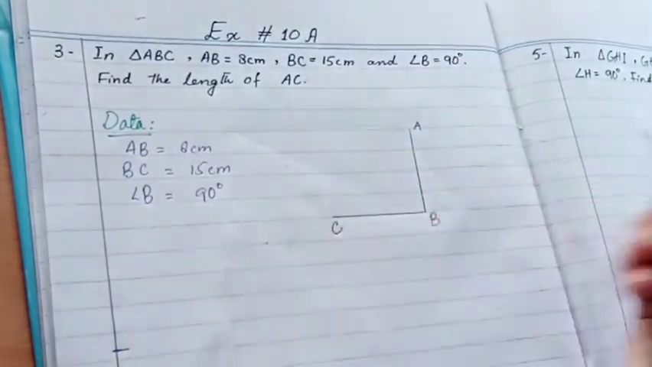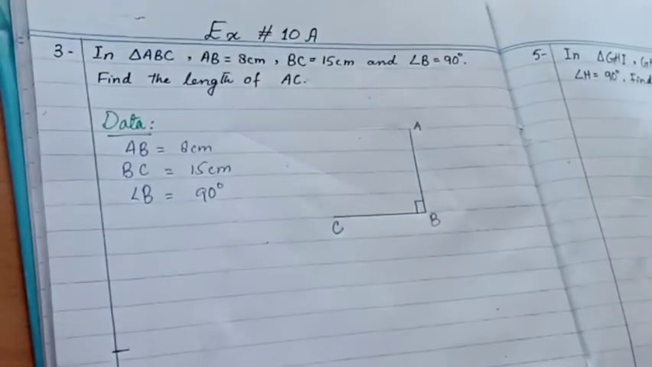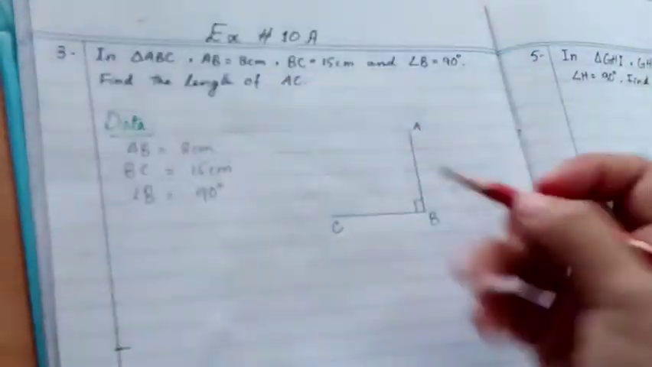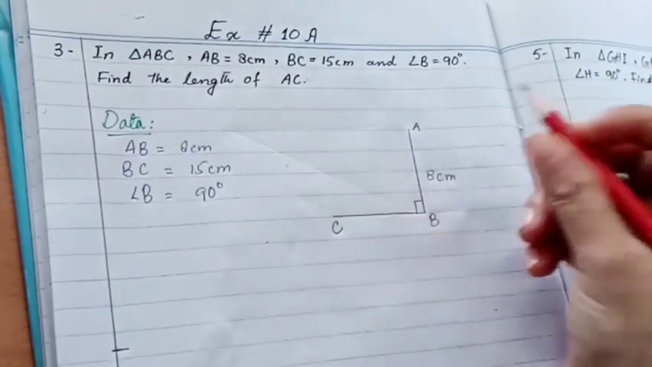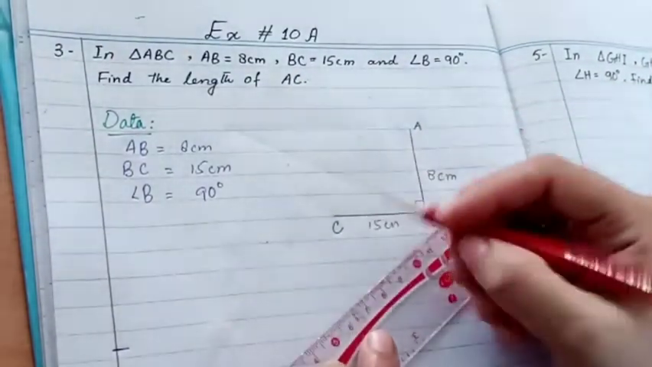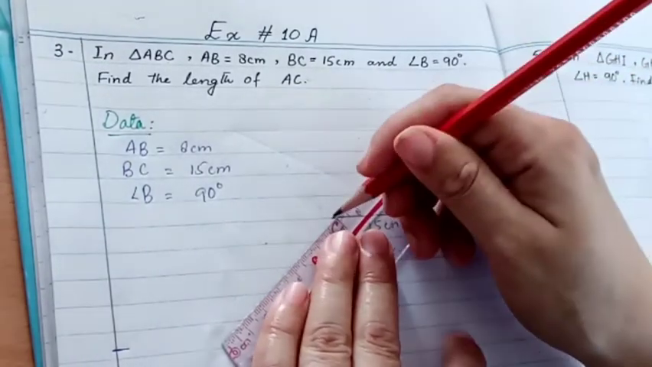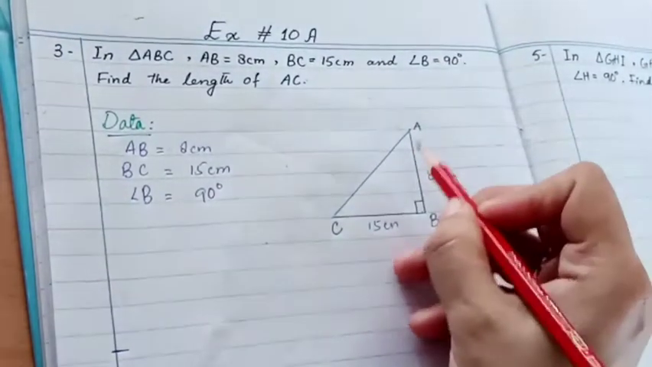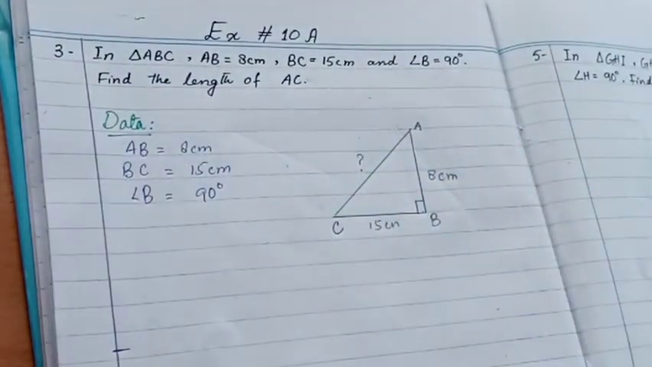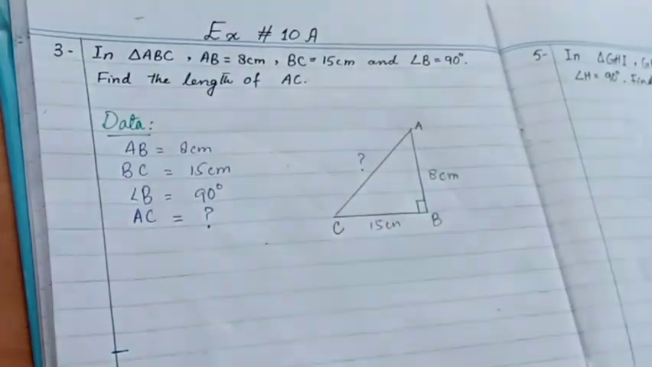Okay. So this is line BC and angle B is given as 90 degree. So I am marking a 90 degree angle at B. AB is given as 8 centimeter and the side BC is given as 15 centimeter. Now I have to join this A and C point to make a line from A to C. Okay, I am joining this. This AC line is unknown for us. We have to find it. So I am writing here AC equals unknown.